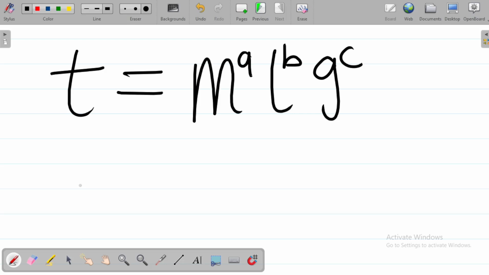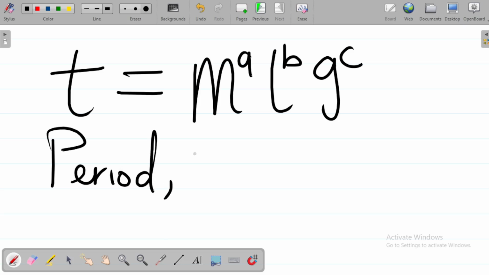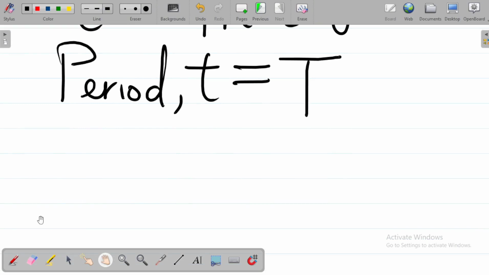All right, so our next task is to find the dimensions of the parameters. Here we have t. t stands for time or period. So period is t, or time, and time is capital letter T. It is a fundamental quantity.